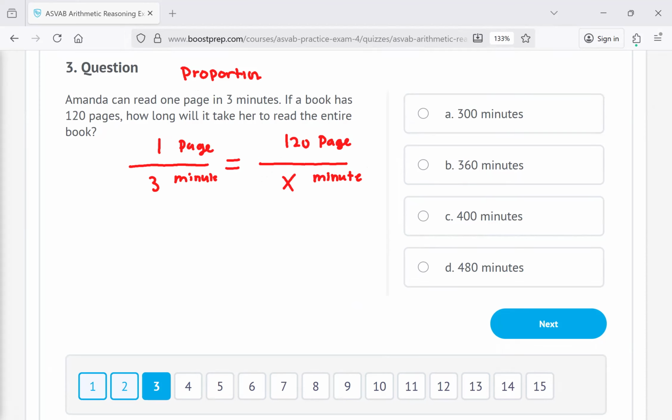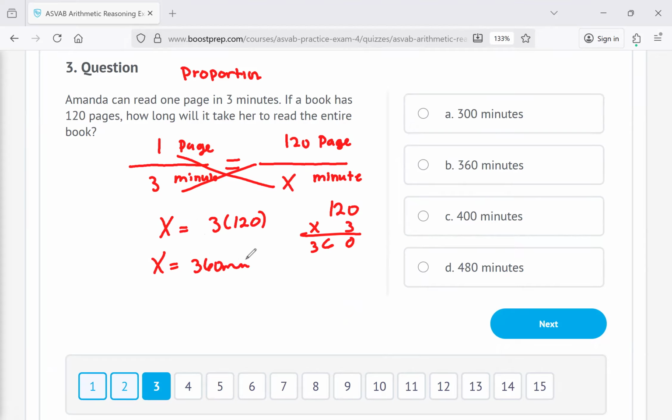Go ahead and cross multiply. So 1 times X is X, and then it's 3 times 120. This is definitely doable without a calculator. What's 3 times 120? 3 times 2 is 6. 360. So it would take exactly 360 minutes to read 120 pages.